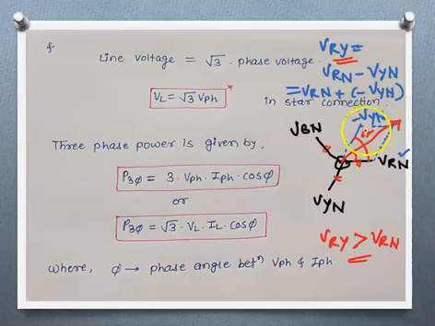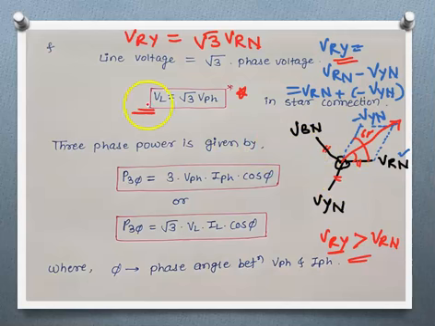parallelogram law, we can easily find the value of this VRY, and we get VRY equals √3 times VRN. That means line voltage is equal to √3 times phase voltage. So we get this equation, VL equals √3 times VPH. This is the relation between line voltage and phase voltage in case of star connection only. This phasor diagram is valid for star connection.